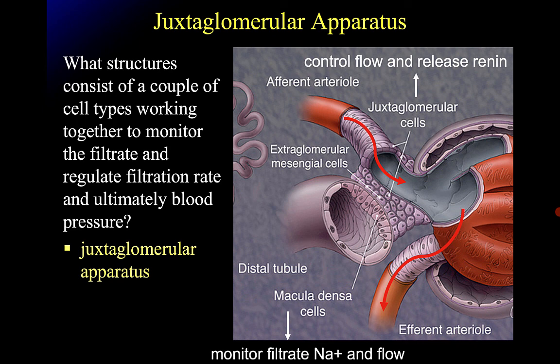Now this brings us to our final topic. This is the juxtaglomerular apparatus. Obviously, we already learned what juxta means. Juxta means next to. This is an apparatus next to the glomerulus, and we see the glomerulus over in here. This is a structure consisting of a couple of cell types, juxtaglomerular cells and macula densa cells. You'll probably use those particular terms and maybe these mesangial cells as well as you learn about this in your physiology class. But these cells are going to work together to monitor the filtrate and to regulate filtration rate.